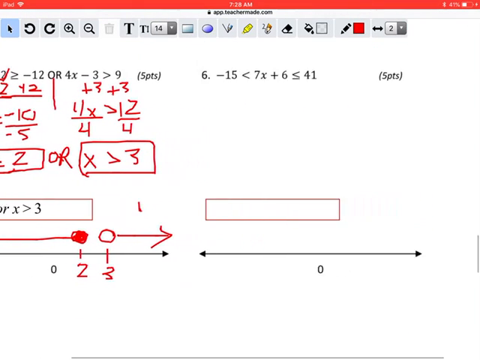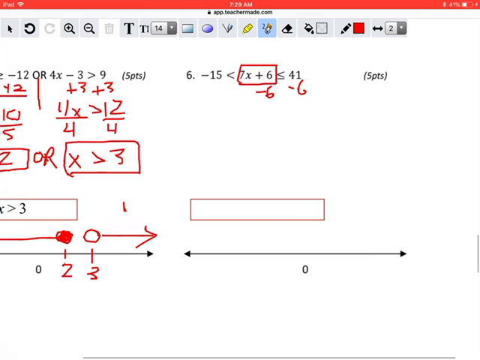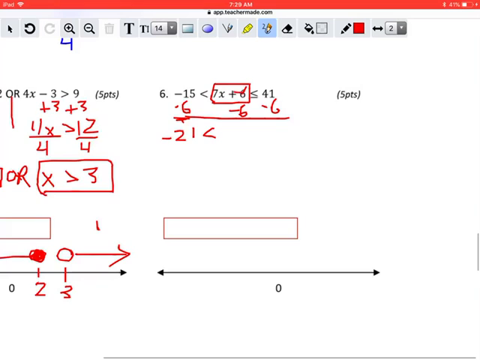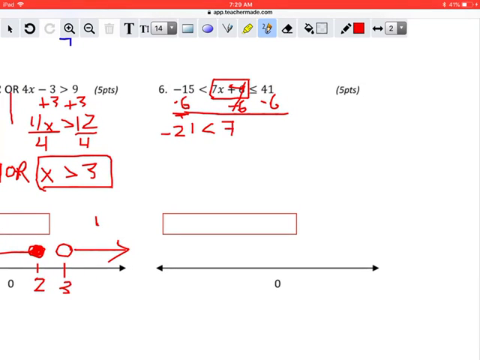So on number 6, I have this in the middle. Okay. So I need to get x by itself in the middle. So I subtract 6, but I got to subtract 6 to everything. Okay. And so I get negative 21 here. Still less than. The 6 is canceled. I get 7x less than or equal to 35.